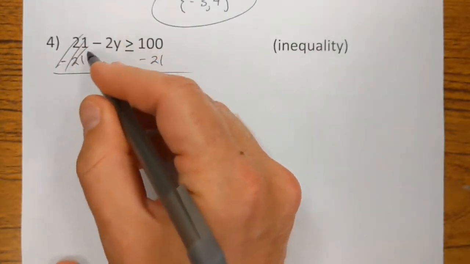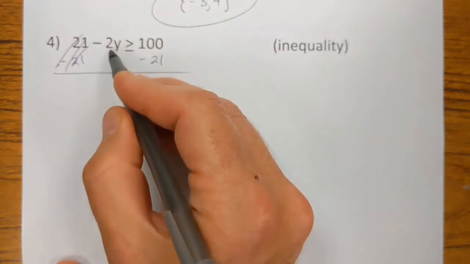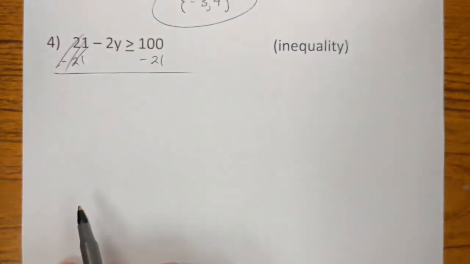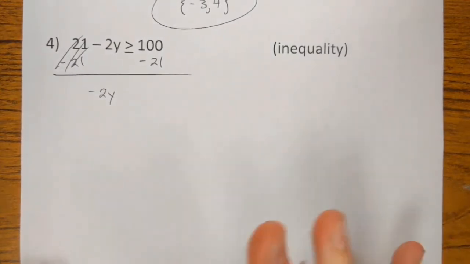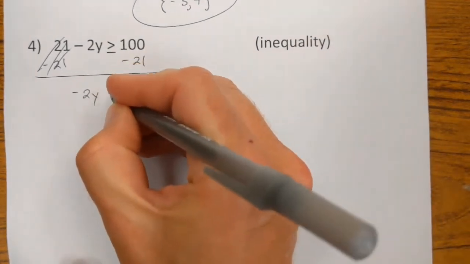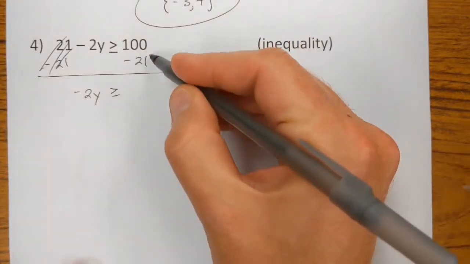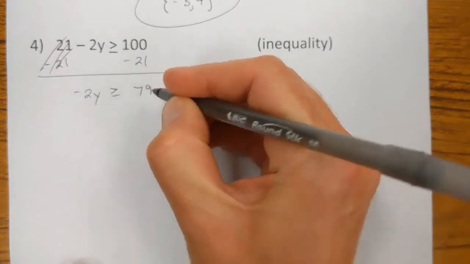And when I remove the constant term, the 21, from the left, I'm left with this linear term. Now, the 2y has a subtraction sign to its left, so I'm going to write that as a negative 2y. It's a negative number because it has a subtraction sign to its left. And then over here, I take 100 minus 21, and that is 79.